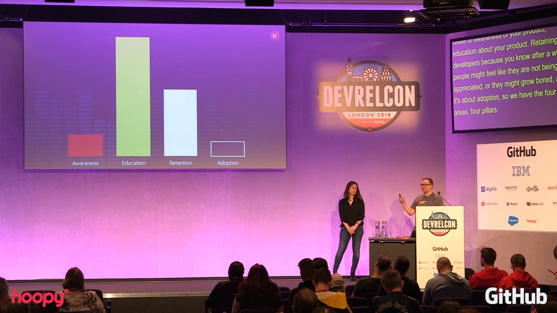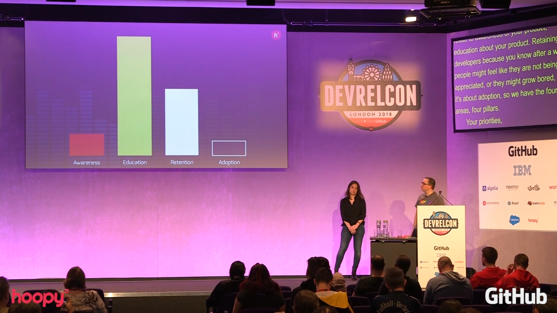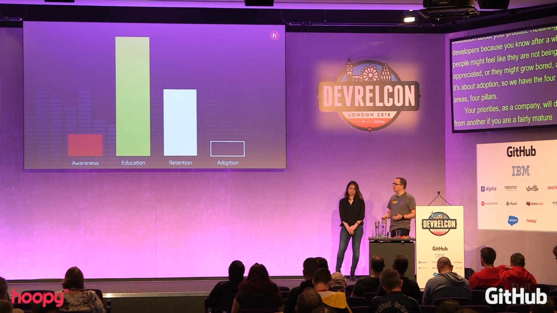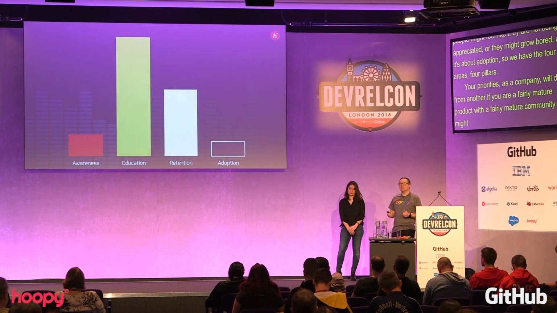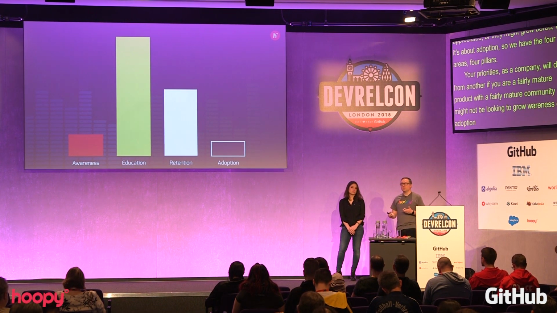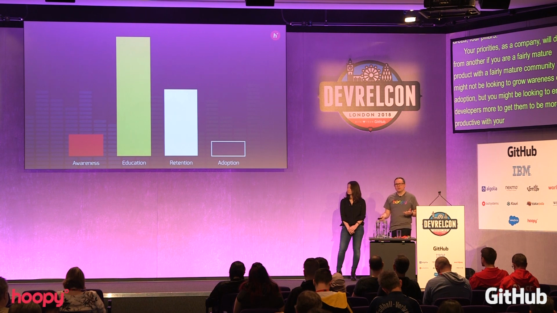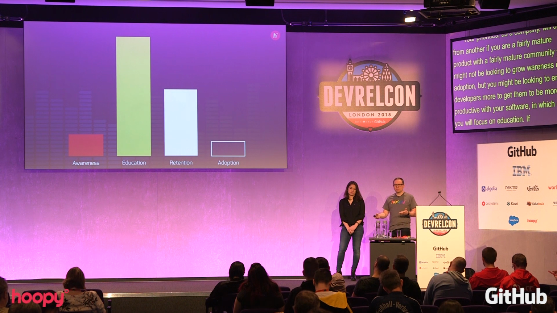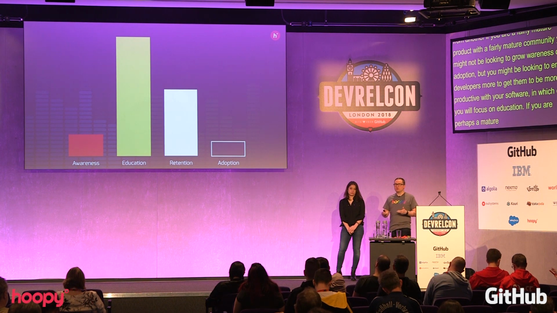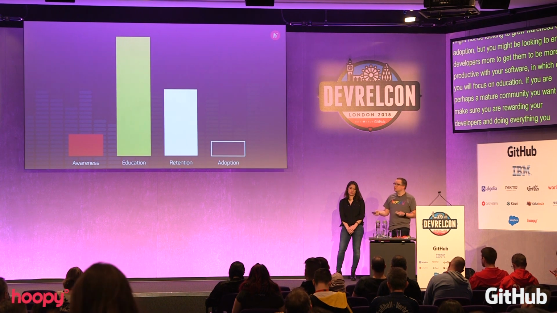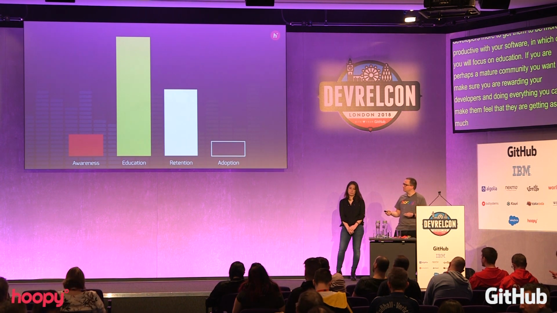But your priorities as a company will differ from another's. If you are a fairly mature product with a fairly mature community, you might not be looking to grow awareness or adoption, but you might be looking to enable developers more, to get them to be more productive with your software, in which case you're going to focus on education. And if you are perhaps a mature community, you want to make sure that you're rewarding your developers and that you're doing everything you can to make them feel that they're getting as much out of this interaction as you are. And so you're going to look at focusing on retention as well.